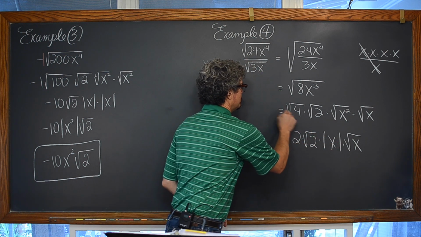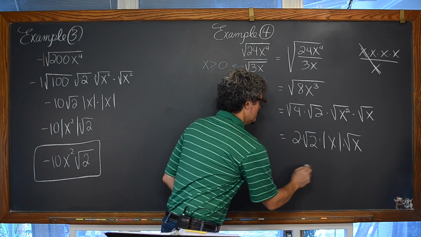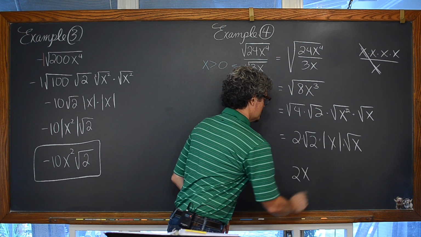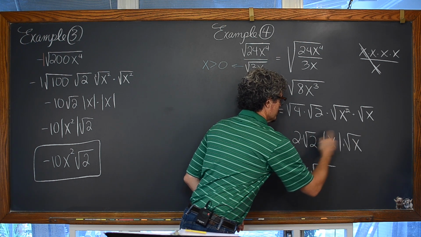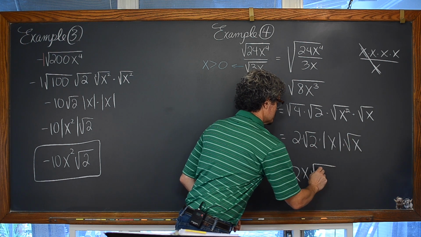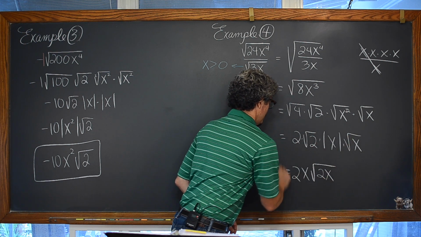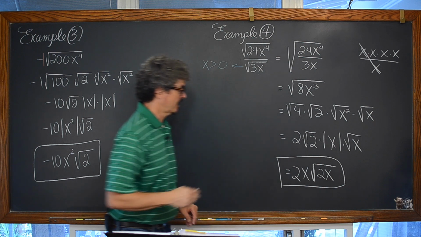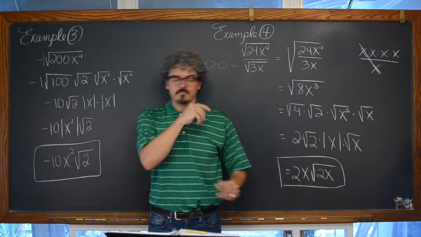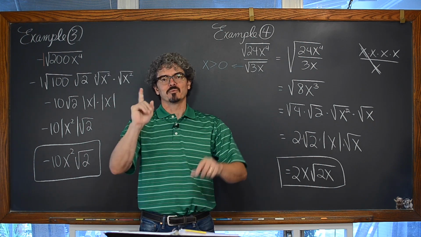Our final answer is going to be 2x times the square root. Now let's bring this together. The square root of 2 times the square root of x is the square root of 2x, and that is our final answer. Okay, now let's move on to the last example right now.